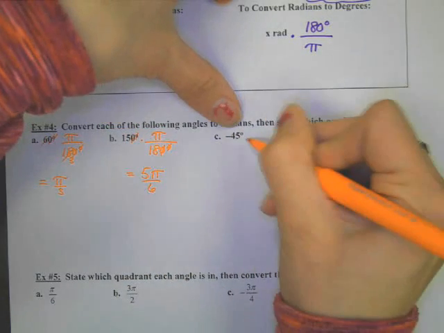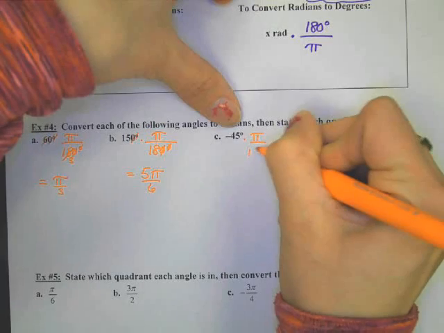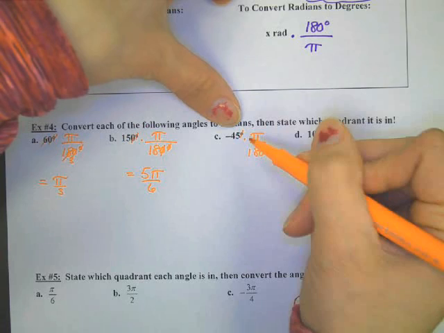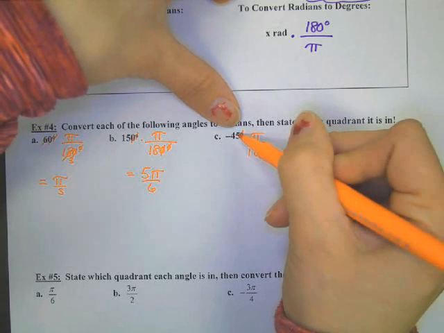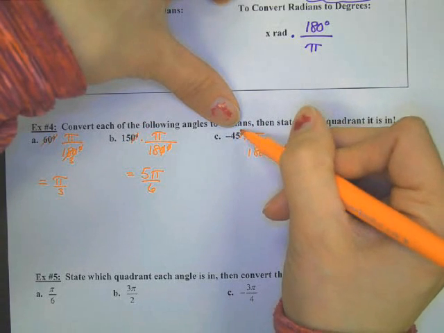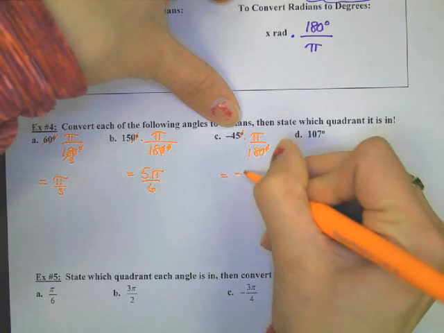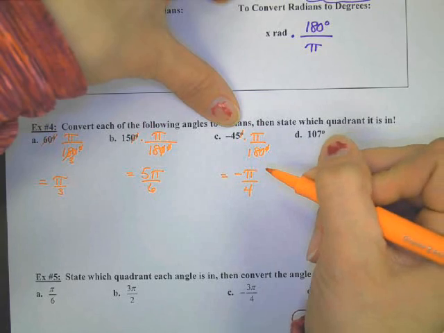Part C. Let's multiply by pi over 180. Degree bubble cancels. You can cancel slowly or right away. If you know 45, you can cancel by 9, make 5 and 20, or maybe you can cancel right away. It's negative pi over 4.